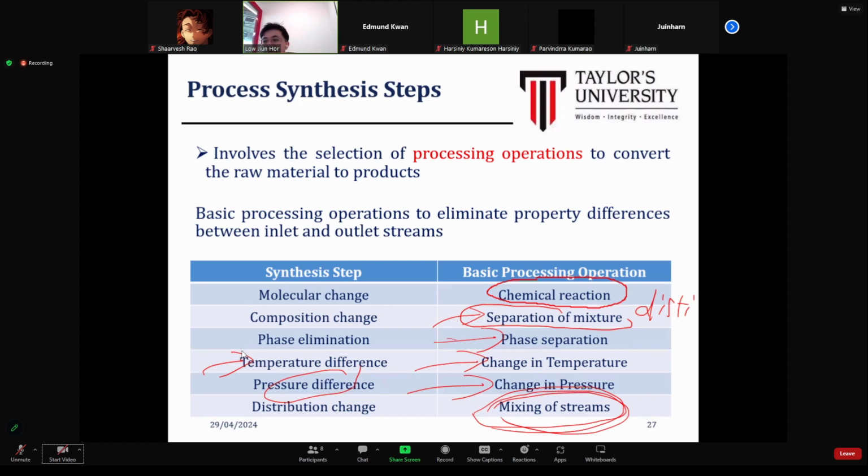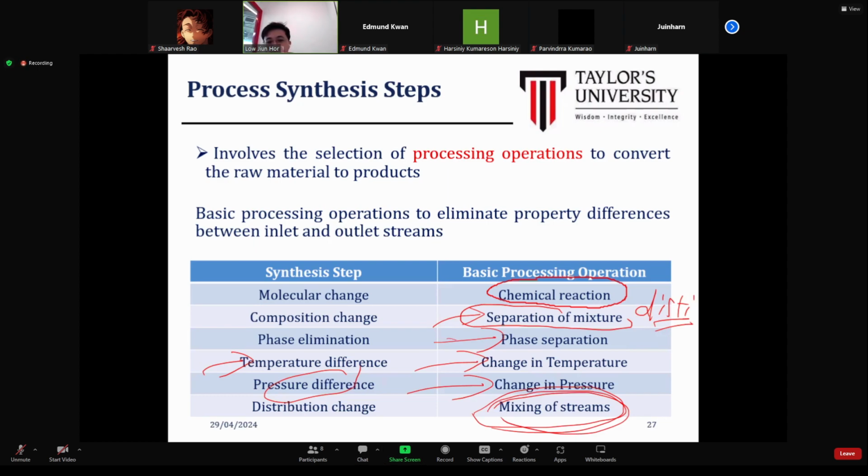Is there any reaction that will take place inside the distillation column or not? Okay, let's say, for example, all this relevant information you also need to identify and get it ready.